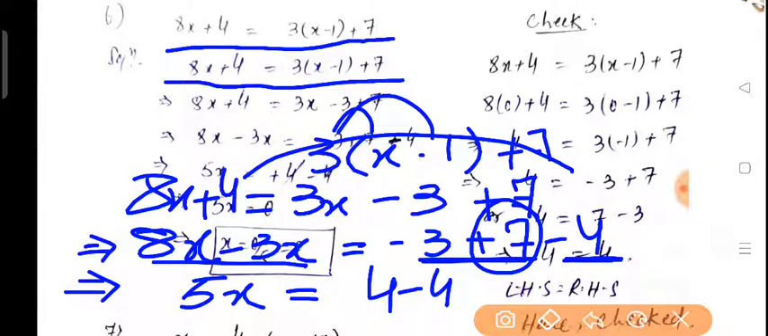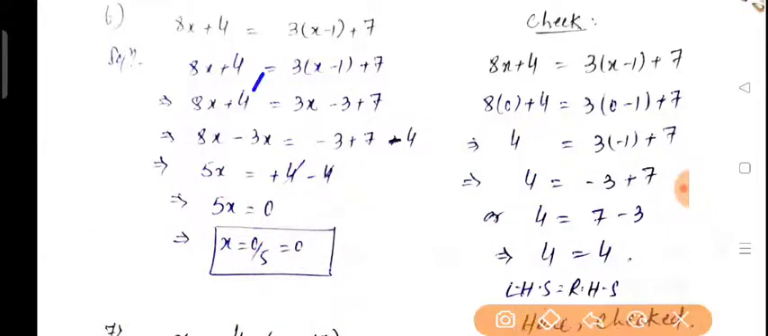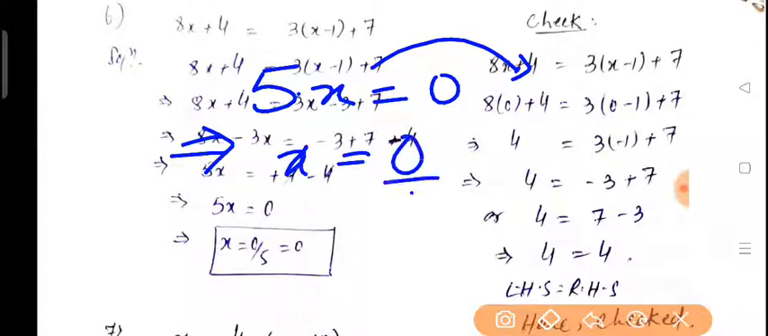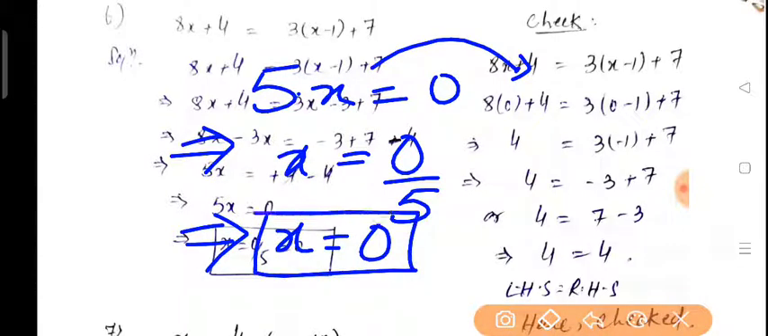Then, moving further, we can write 5x equal to 4 minus 4 equal to 0. So we have come to the result 5x equal to 0. Then we have to find the value of x. This 5 is in multiplication. When it shifts to this side, it goes into division. So we can write x equal to 0 divided by 5. We are aware that 0 divided by any number is 0. So we have arrived at our solution, that is, the value of x equal to 0.